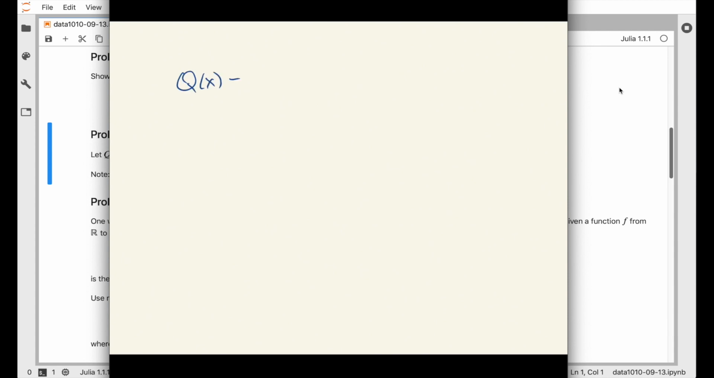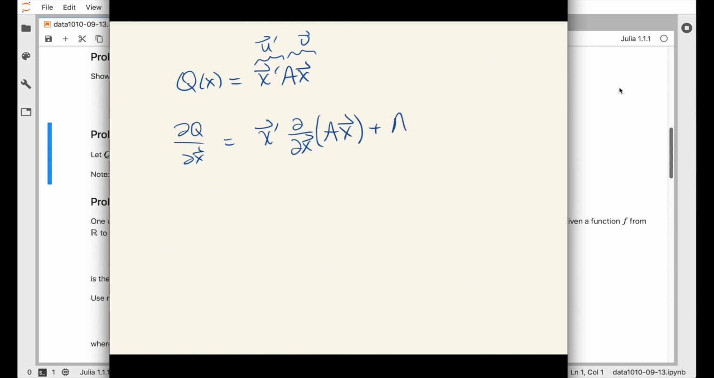So if q of x is x transpose times Ax, then the derivative of q with respect to x is going to be, let's apply the product rule, with this part as U transpose, and this part as V. So we're going to get U transpose times the derivative of V plus V transpose times the derivative of U. And the derivative of Ax we just discovered is A. And so (Ax) transpose is x transpose A transpose.